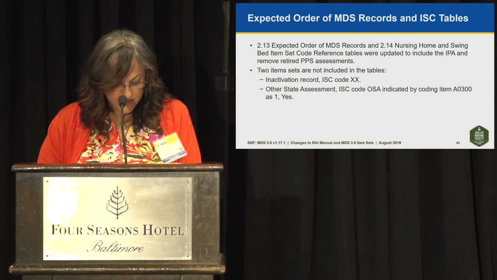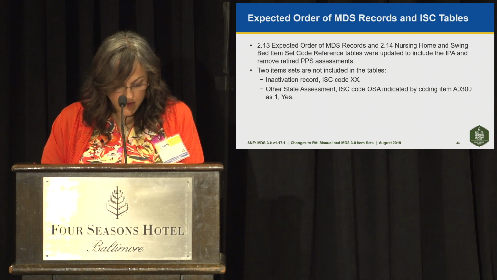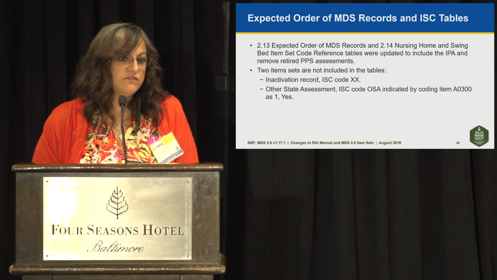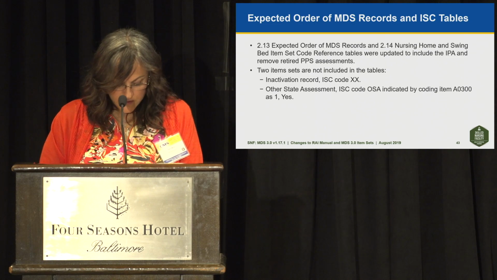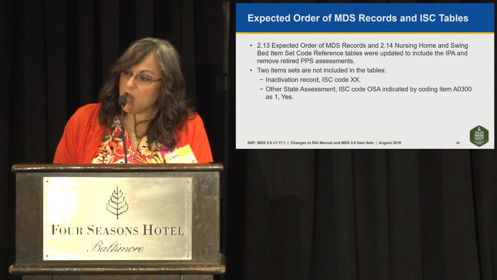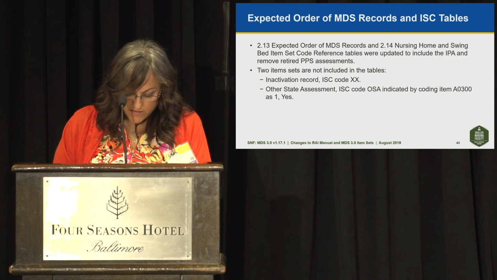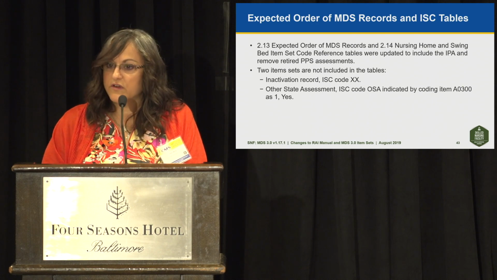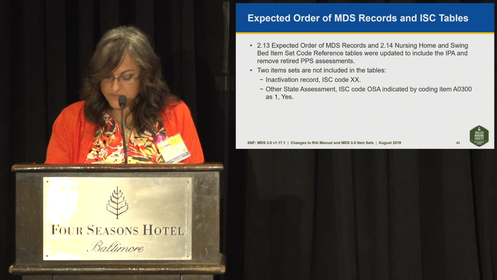There are 2 additional item sets that are not listed in this table. The first item set is related to inactivation requests, so that XX record. And the second item set is the OSA, which is not federally required, but may be required at the discretion of your state agency for state payment purposes.